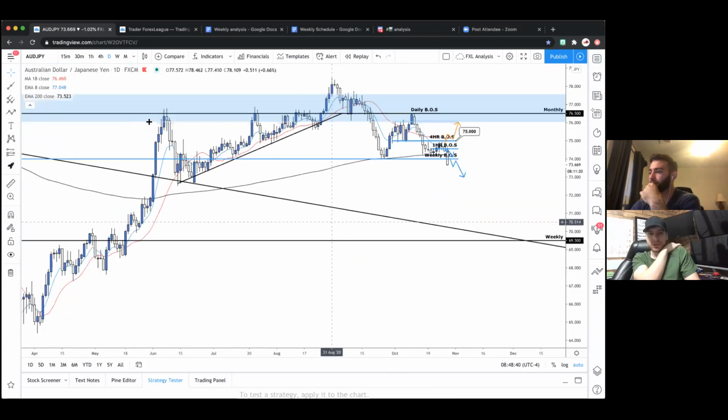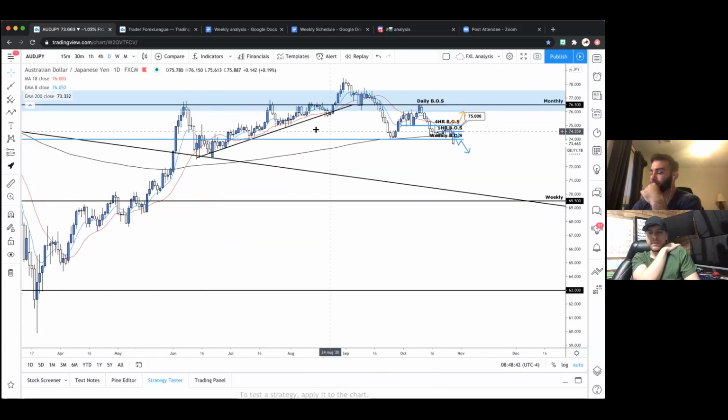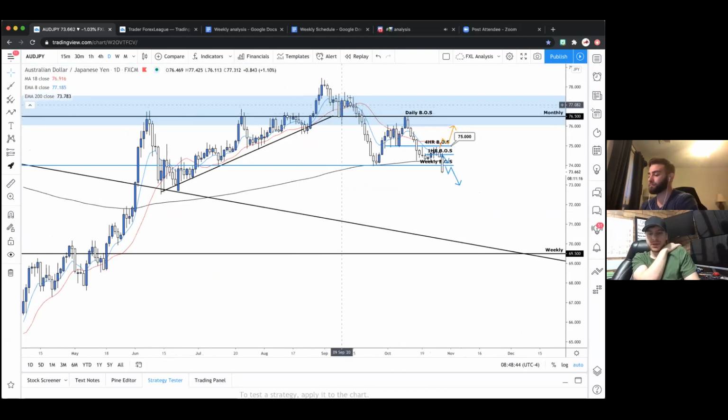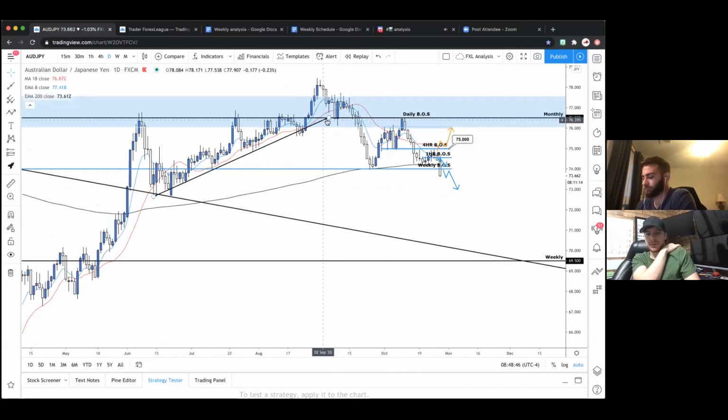Daily time frame first. Very bullish for a while. Shot all the way up into this monthly zone. Started getting some breaks of higher lows. Daily higher low break right here. That's our transition. Shot down to the weekly, retested, and now we're moving lower.